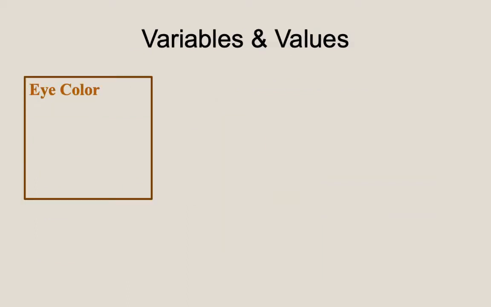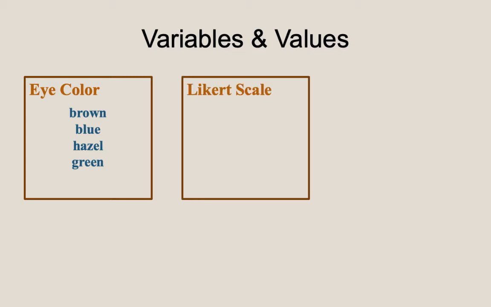Let's revisit some vocabulary. In particular, we need to reiterate the difference between variables and values. Using a nominal example, eye color is a variable, and blue, brown, green, hazel are some of the possible values of the variable eye color. Using an ordinal example, response on a Likert scale is a variable, and strongly disagree, disagree, neutral, agree, strongly agree are the values of the variable response.